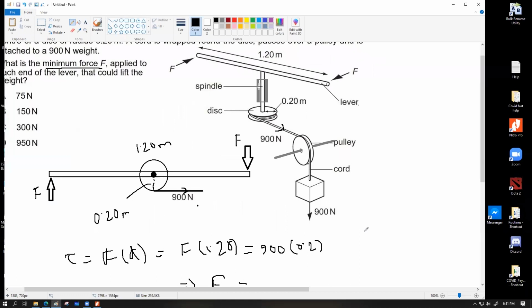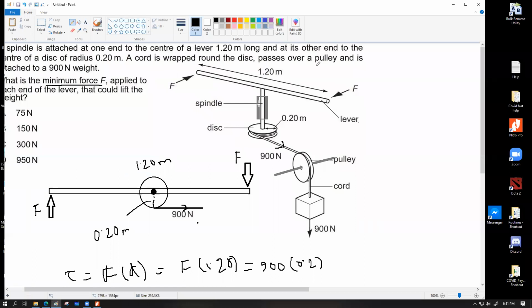Why are we not considering friction here? Because the question doesn't imply that. When the question tells us that over a pulley, they didn't say smooth pulley, but they only said that there is a pulley.